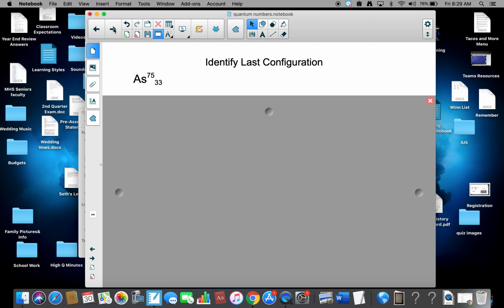Let's do arsenic. Now, in order to do this, we're going to look at the last electron configuration. Look at your periodic chart. Find arsenic. We see that arsenic's electron configuration is 4p3. So let's do our values, N, L, M sub L, and M sub S. Well, N, the energy level, is 4 right there. P is L, but when we add a number, that's going to be 1.